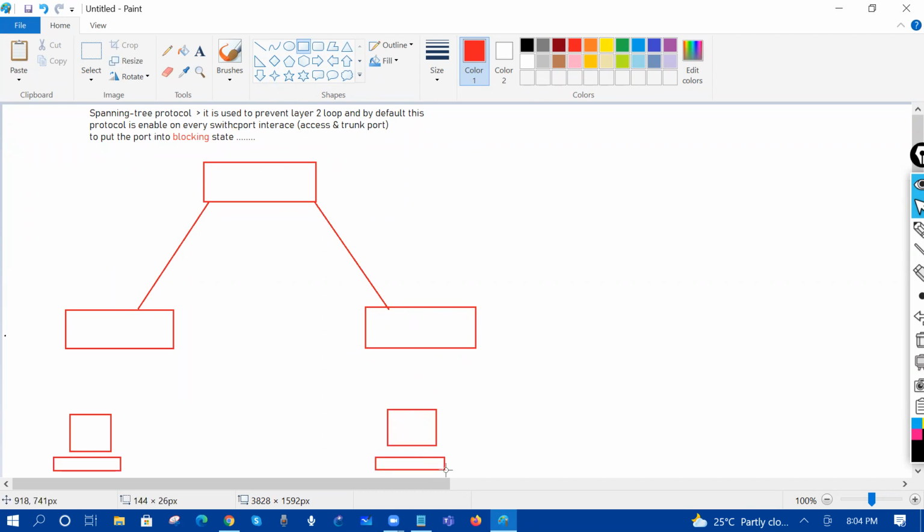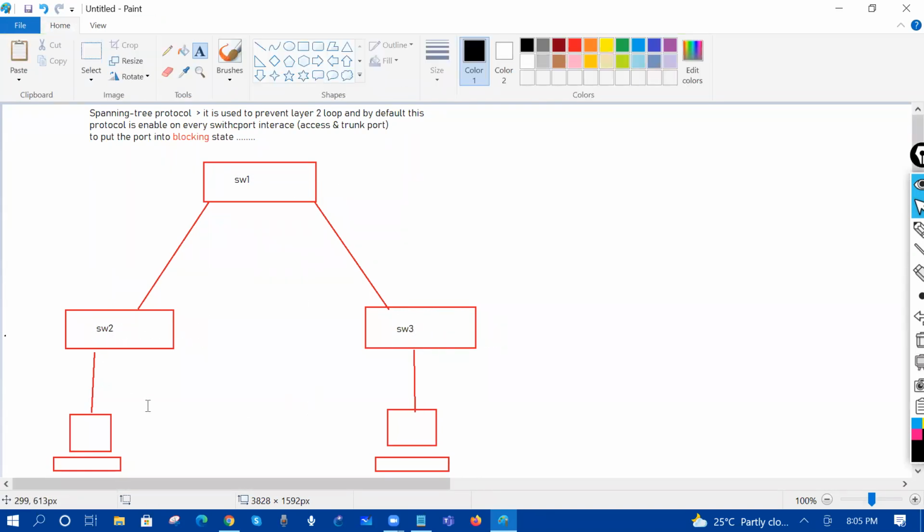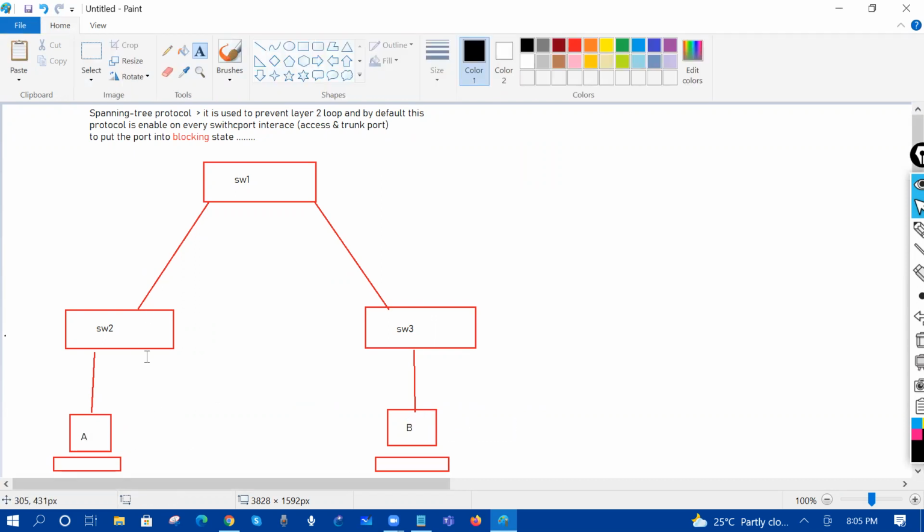So guys, do we have a loop in my network right now? Can you see that? Is there any loop in this diagram or topology? We can say that there's no loop right now, because we have a single path from source A to destination B. We have a single path, so there is no loop. But what happens if I put another cable between this one and this one? Now we have a loop.